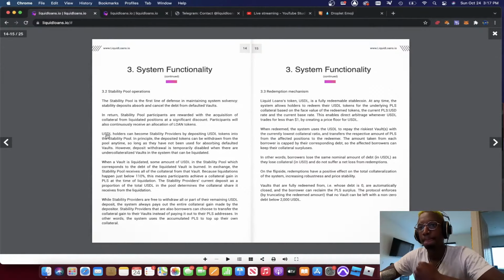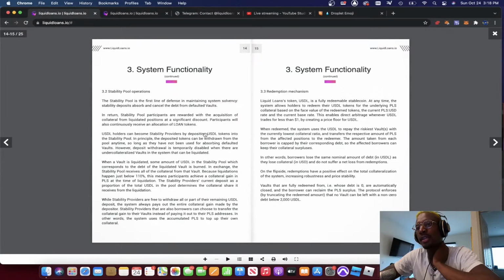In return, stability pool participants are rewarded with the acquisition of collateral from liquidated positions at a significant discount. Participants will also continuously receive an allocation of loan tokens. USDL holders can become stability providers by depositing USDL tokens into the stability pool.